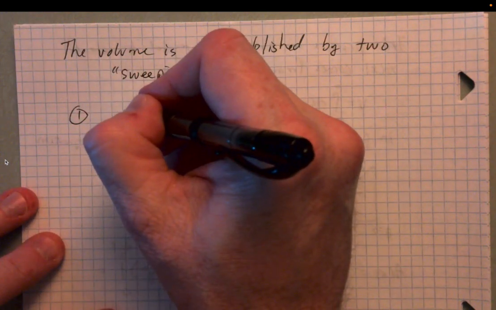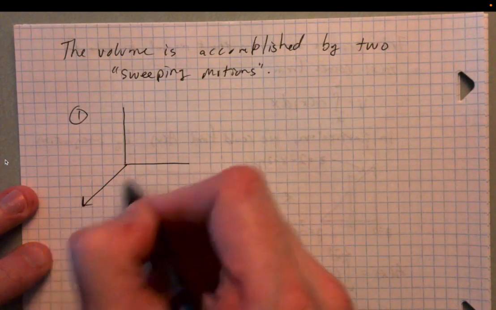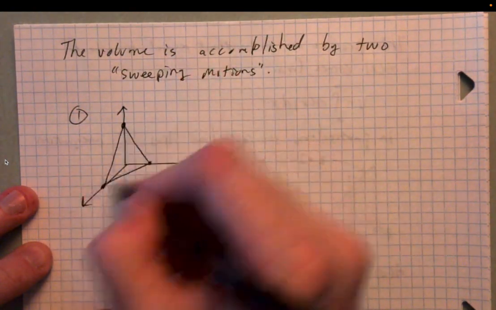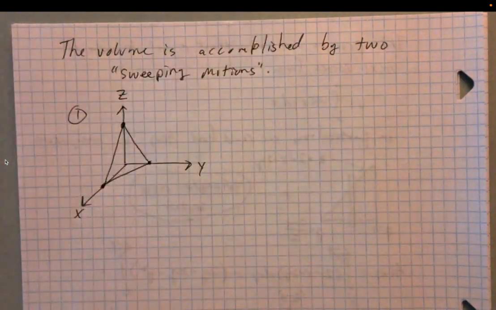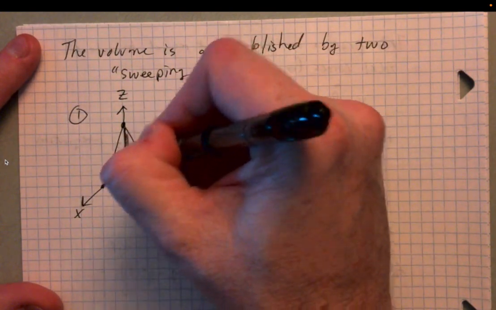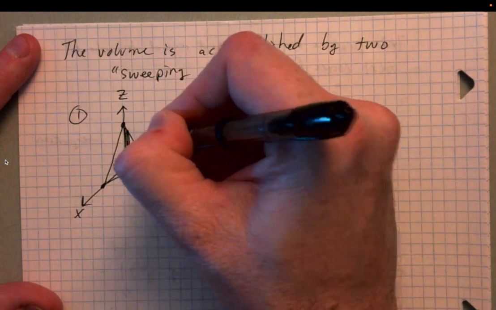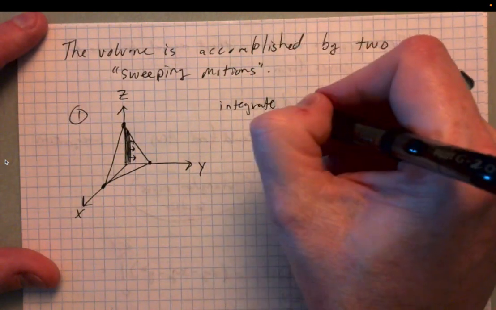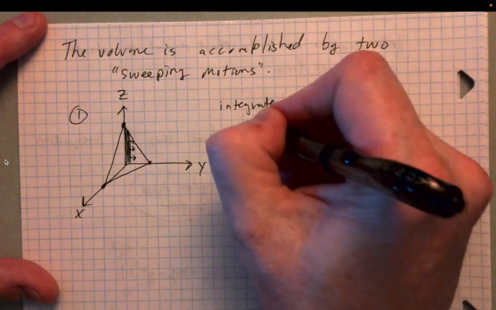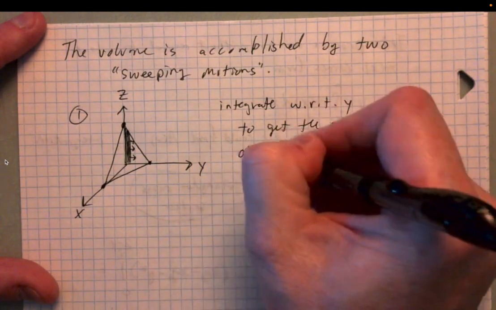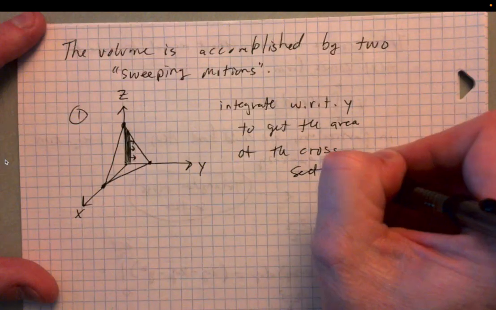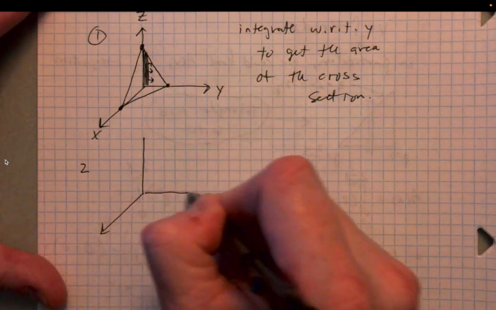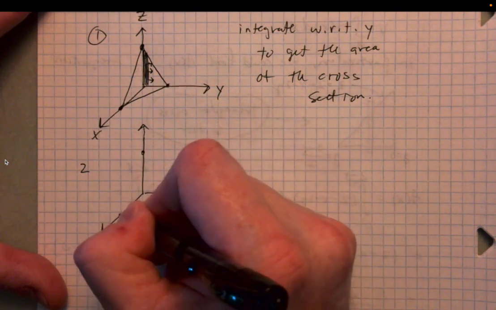The first sweeping motion is, okay, so you've got your x, y, z's here, right? And here's your region of interest. Remember, this is the plane. And so the first sweeping motion is sweeping out a cross section. So you sweep out the area of one of the cross sections. So you integrate with respect to y to get the area of the cross section. Okay, so that's the first sweeping motion. And then secondarily, what do we do? Well, you come back through once you have the area of the cross section and you sweep out the volume.